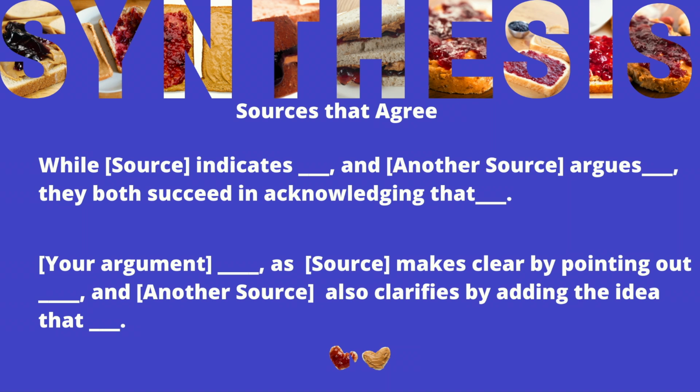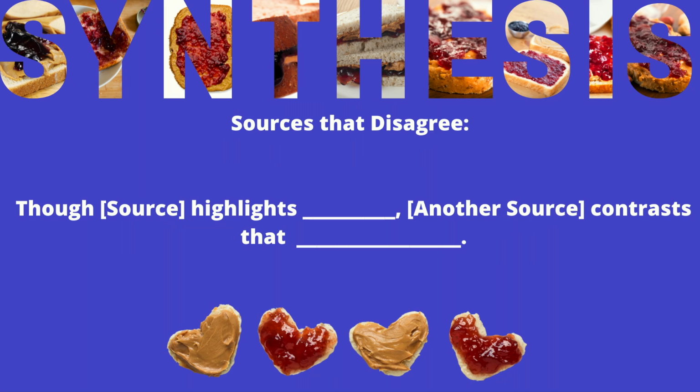You're bringing them together. You might have something like, starting with your argument so that you take the lead in this conversation, "So whatever your claim is, as source makes clear by pointing out blank, and another source also clarifies by adding the idea that blank." So you have your two sources here, in this case, agreeing and adding on to what your claim is. If you have sources that disagree with one another, you might have something like, "Though whatever the source is highlights blank, another source contrasts that blank."